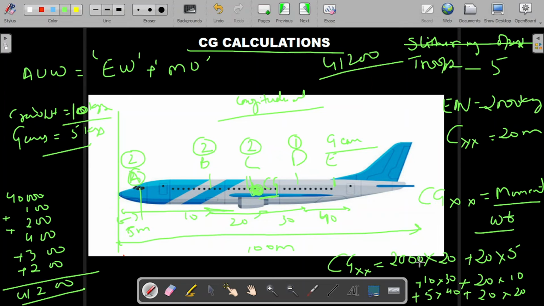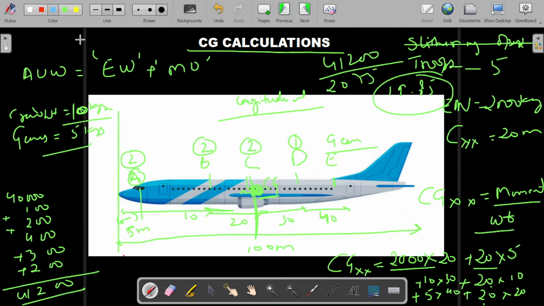When we divide it with the total weight, so total weight we are aware that is 2000 plus 20, 20, 40, 60, 70, 75. So 2075. So if we divide it, we'll be getting 19.85. So that means CG, which was there at 20 meter, now it has been shifted to 19 point.